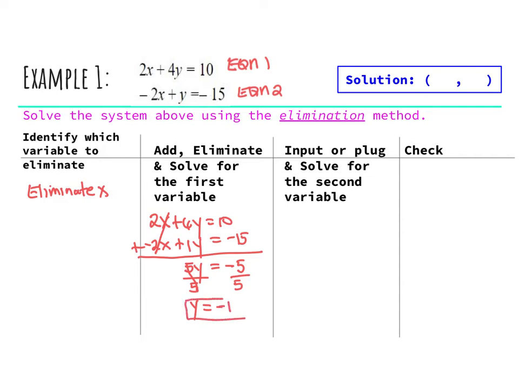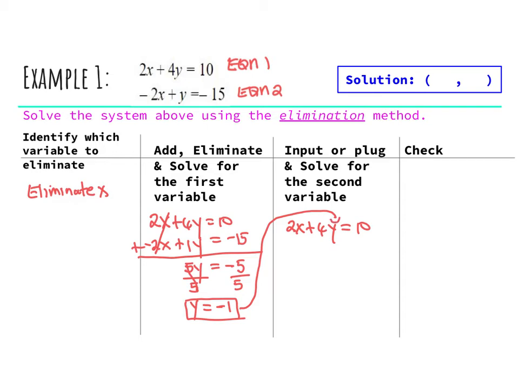So we just found one of the variables. The value of y is -1. The next step is to plug in and solve for the second variable. So we're going to plug the value of y that we just found into either of those equations. Let's plug it into equation 1. So I'll rewrite equation 1 here: 2x plus 4y equals 10. And we're going to take the value of y that we just found and plug it into that equation.